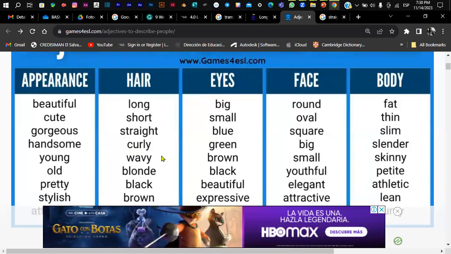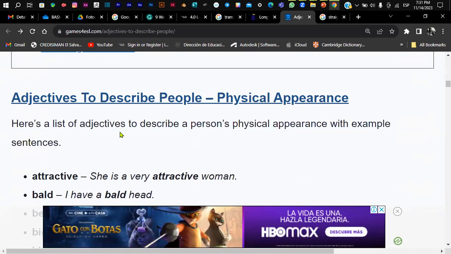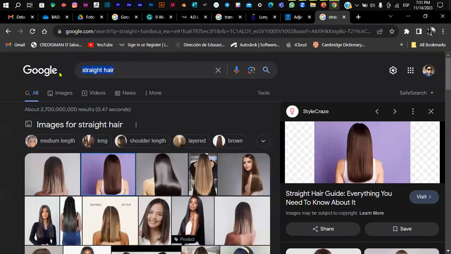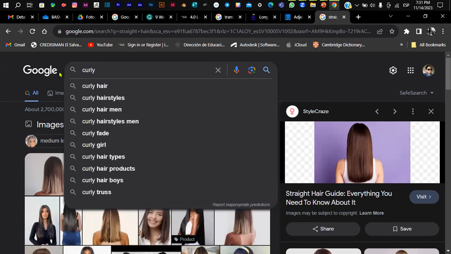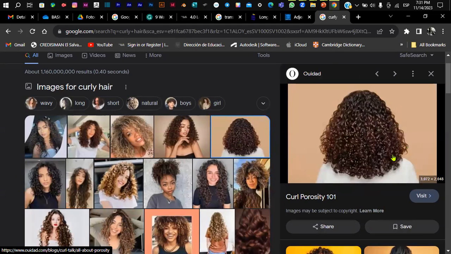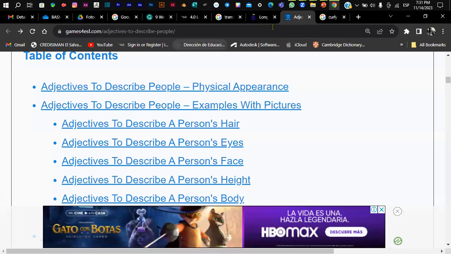Curly. What is curly? Rizada. Como curly, rizada. Curly hair. Let's check. Is that rizado? In Spanish, that is? Colocho. Yes. Okay. What is next?